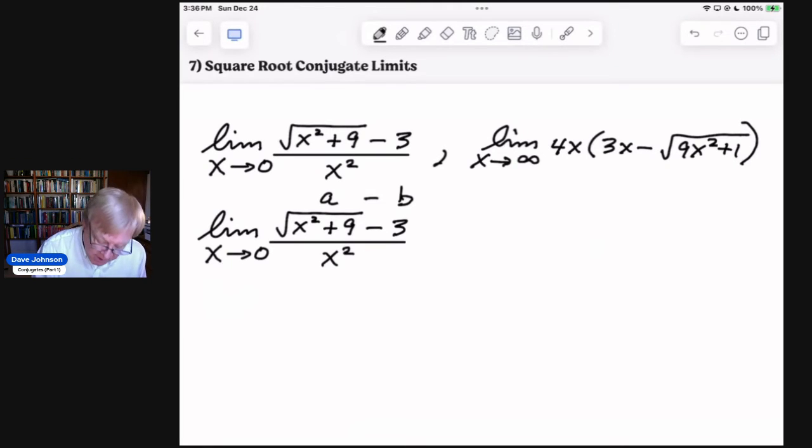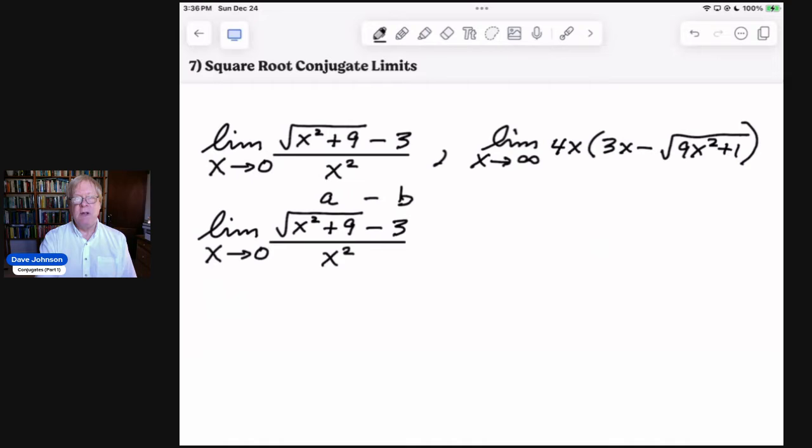So I think of this square root of x squared plus 9 as some number, call it a, and we're subtracting something, in this case a 3 in the numerator, and let's call that b. And so we've got an a minus b, and so this is a minus b upstairs.